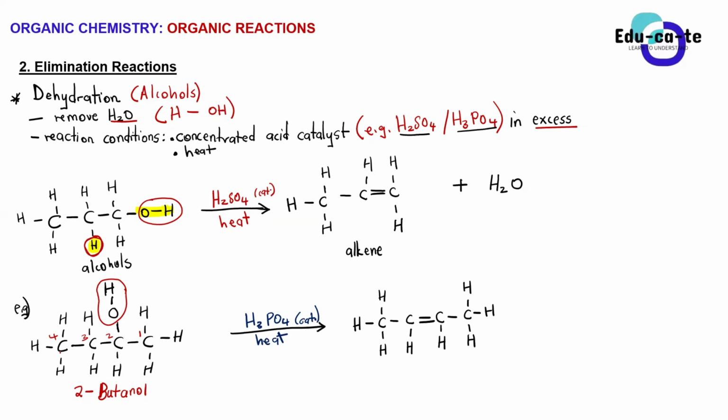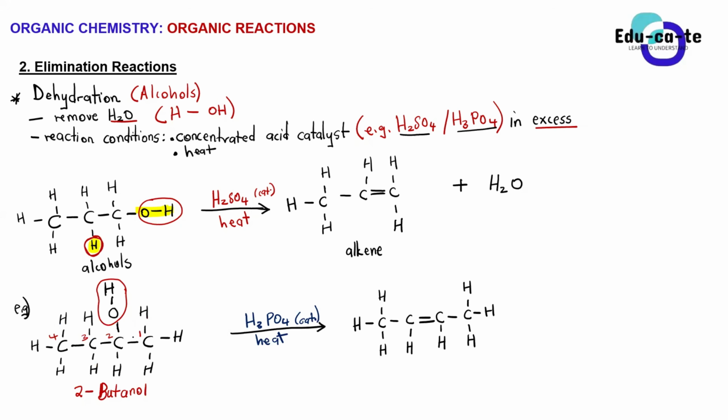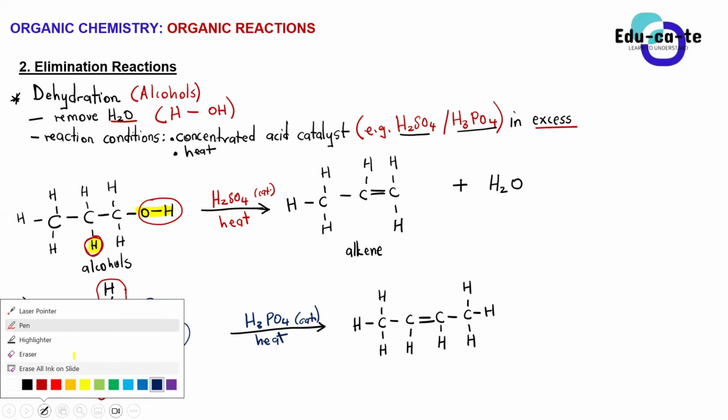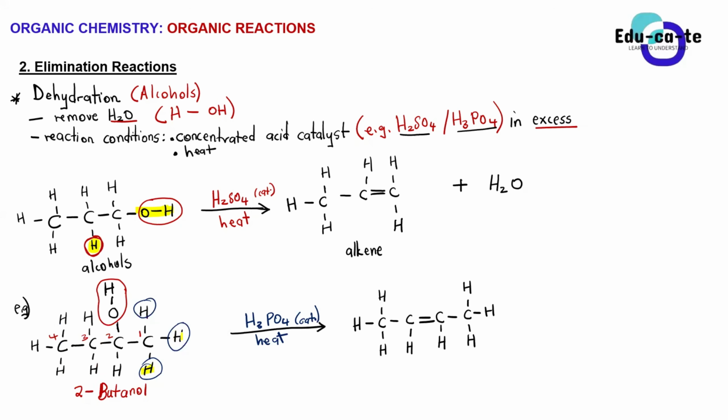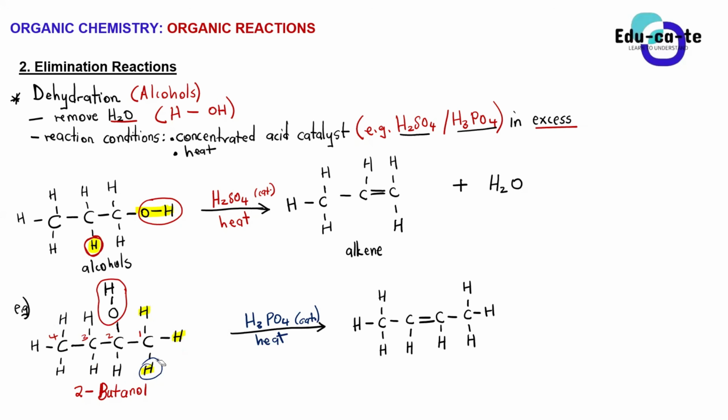Remember Zaitsev rule states that in order to form a major product during an elimination reaction, the hydrogen must be removed from the carbon that has got fewer hydrogens. If you compare carbon 1 and carbon 3, carbon 1 has got 3 hydrogens: 1, 2, 3. But carbon number 3 has got only 2 hydrogens.